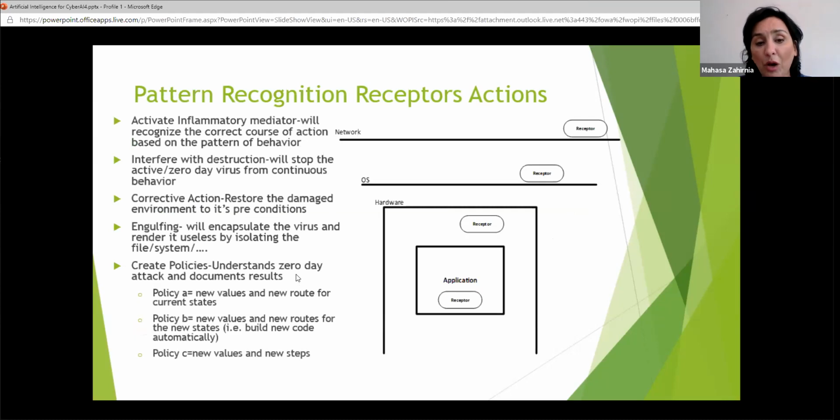And we also want to create policies. Once we understand the zero-day attack, we want to document these results. And when I say documentation, I don't mean a 5-page dissertation sent to your management, but really creating policies for the agent. These new policies allow the agent to add new values, start new routes, and build new code based on those new routes automatically, and have a variety of flavors of policies that can be utilized on the cluster of viruses that we just identified.